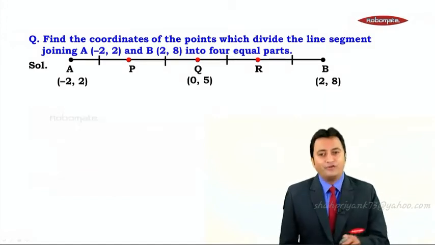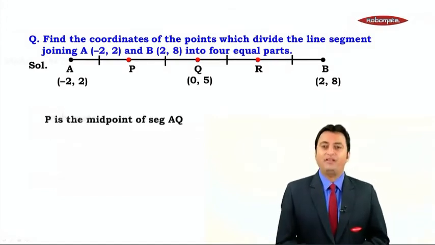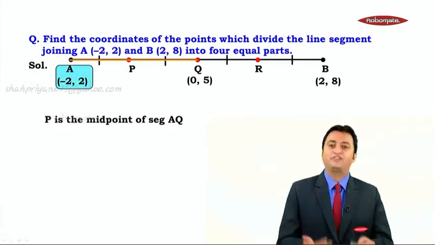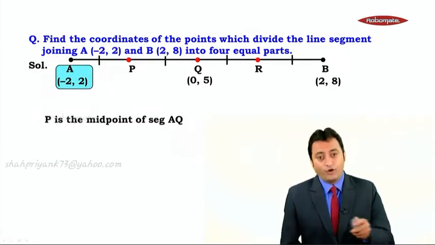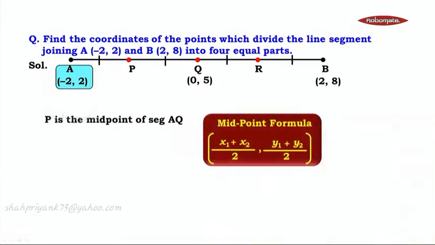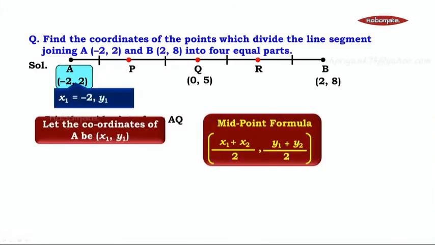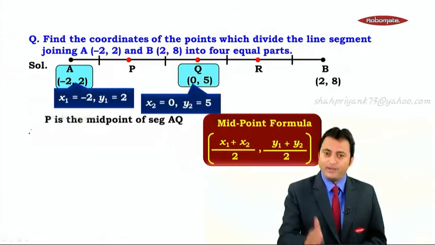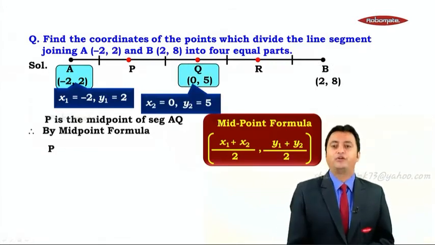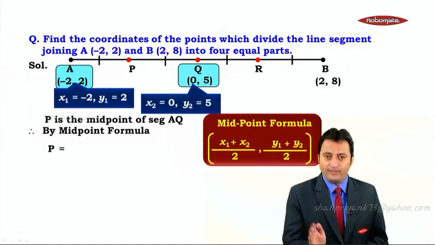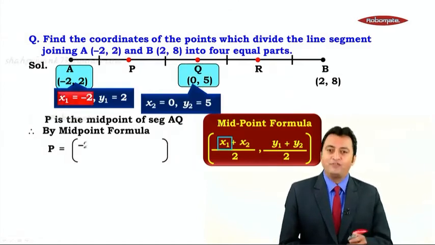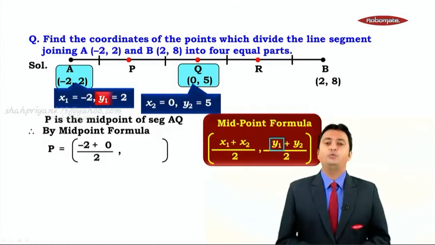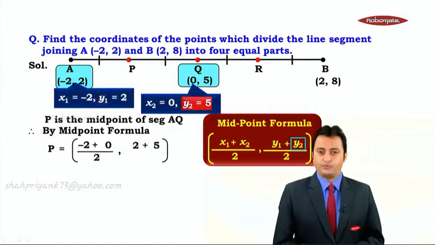Now after getting Q coordinates, we can easily find the coordinates of P and R. How come? Because P is a midpoint of segment AQ. Since we got a midpoint for the second time, let us apply midpoint formula. For midpoint formula, we need point A as x1, y1 and point Q as x2, y2. So by midpoint formula, let us find the coordinates of point P.